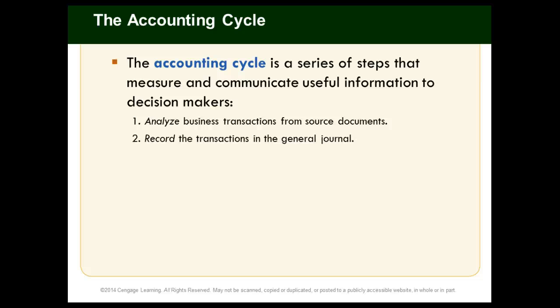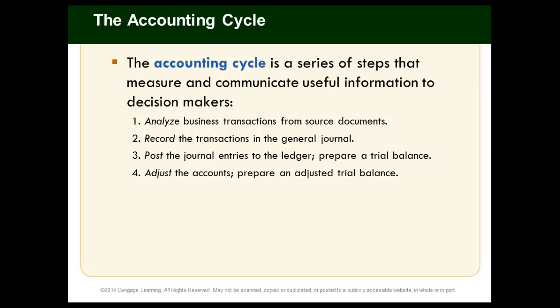Then we record the transactions in a general journal, kind of like what we're doing here, except we're using T accounts. Then we're posting these transactions to the accounts. The next step is preparing a trial balance. We take each account and show the debits and the credits, and we want to make sure they balance, the debits equal the credits.